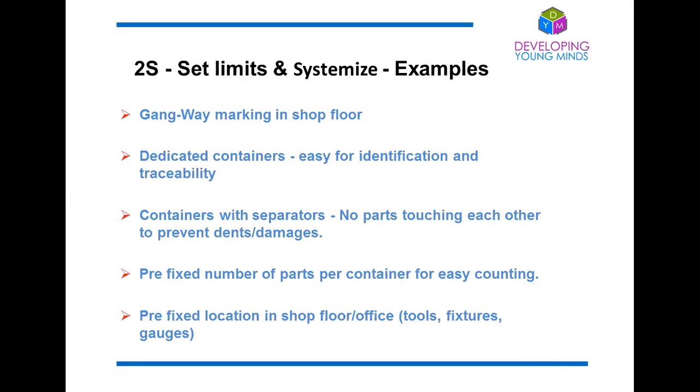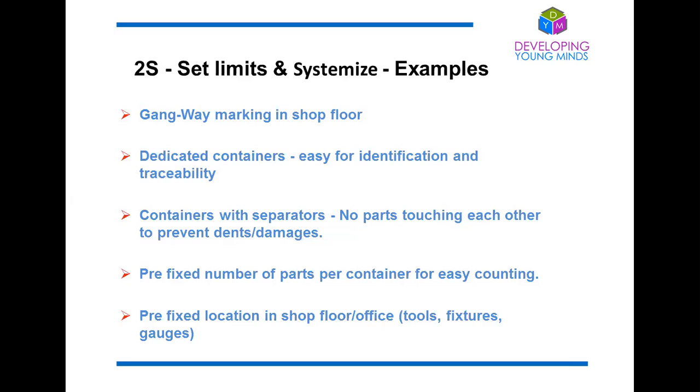And the next part we talk about is a prefixed number of parts per container, right? If a container requires only 25 parts, it should be 25 only. It should not be 26, it should not be 30, it should not be 50, right? Because these are the prerequisites for lean. When you follow all this, working on lean becomes much, much easier, which will actually help to eliminate all the non-value-added activities in the entire shop floor, right?